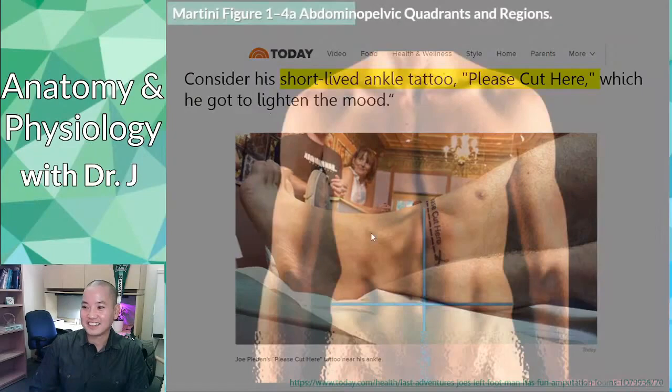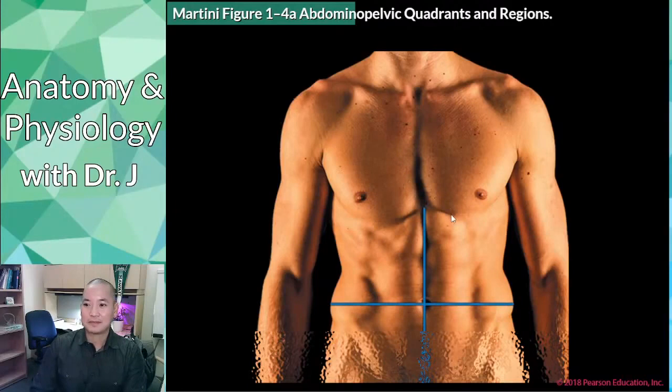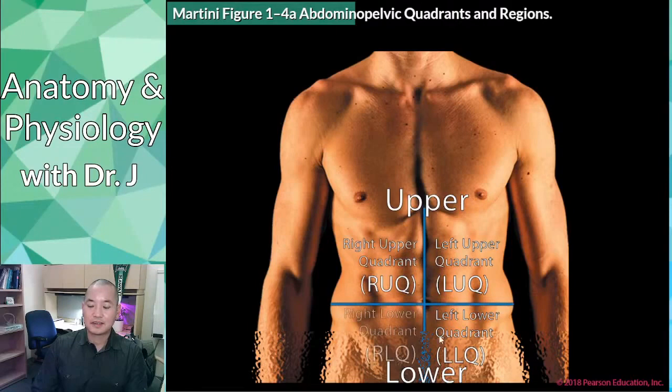All right, so why do we need to know left and right? Well, we're going to talk about abdominopelvic quadrants. Quad means four, right? So we have our upper quadrants and our lower quadrants, and you just combine that with left and right. So this is the left upper quadrant, and this is the left lower quadrant, and right upper and right lower correspondingly. Again, this is about your patient's anatomy, not about your view. It's all about your patient, right?